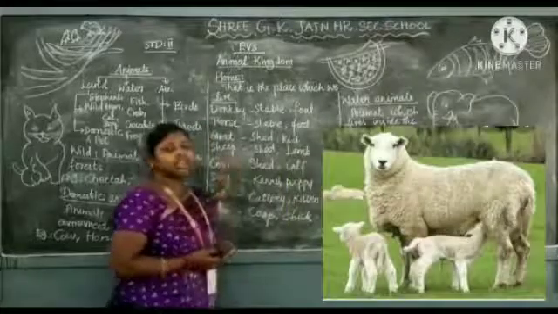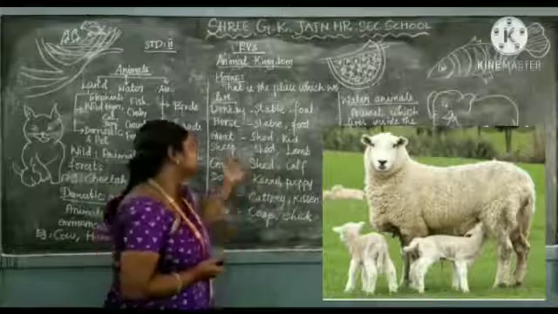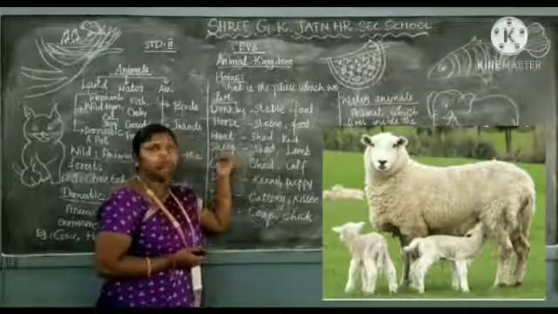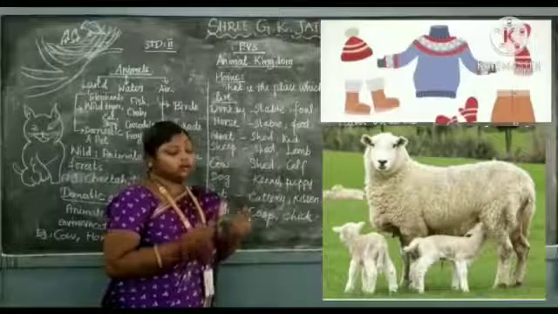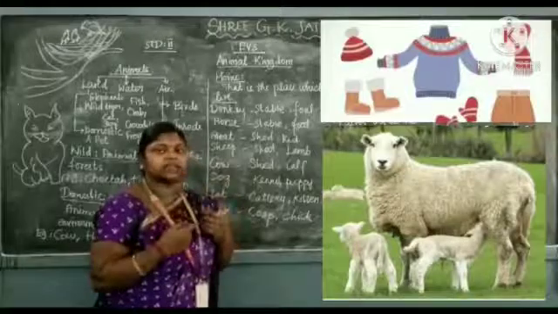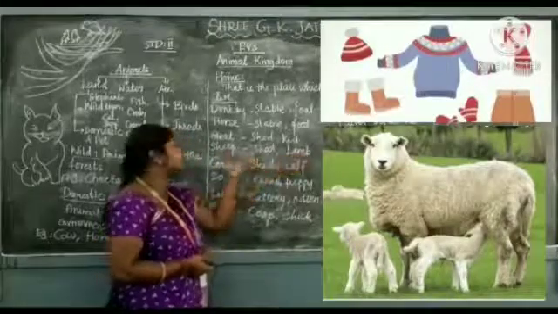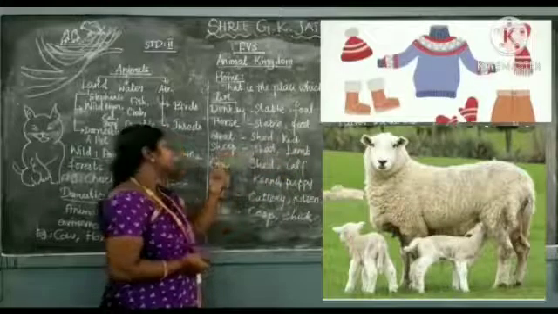Sheep. From the sheep we are getting woolen, isn't it? So we are getting the woolen fiber from the sheep. From that we can make woolen sweaters, woolen gloves, woolen scarves, isn't it? So they are using to make woolen clothes from the sheep.